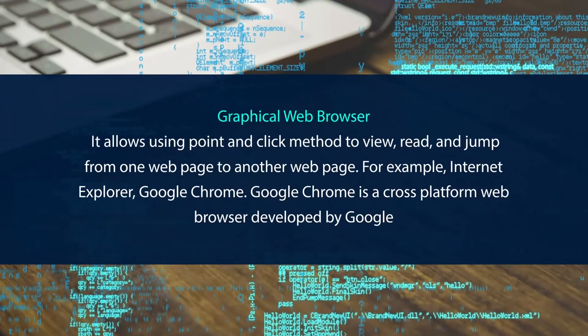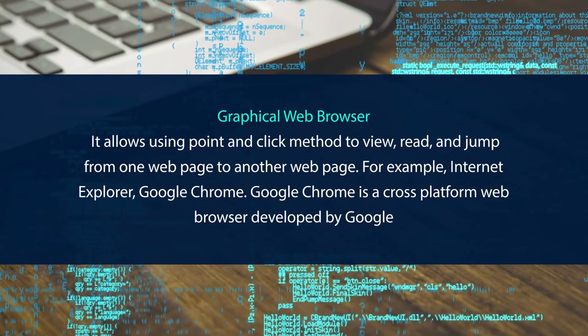If you talk about the web browser, there are graphical web browsers and non-graphical web browsers. Since today's scenario talks about the GUI, that is graphical user interface, we are more talking about graphical web browsers. It allows using the point and click method to view, read and jump from one web page to another.